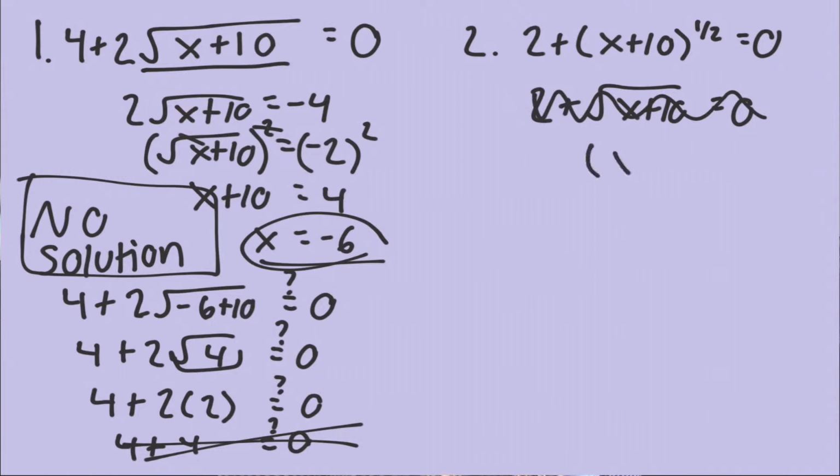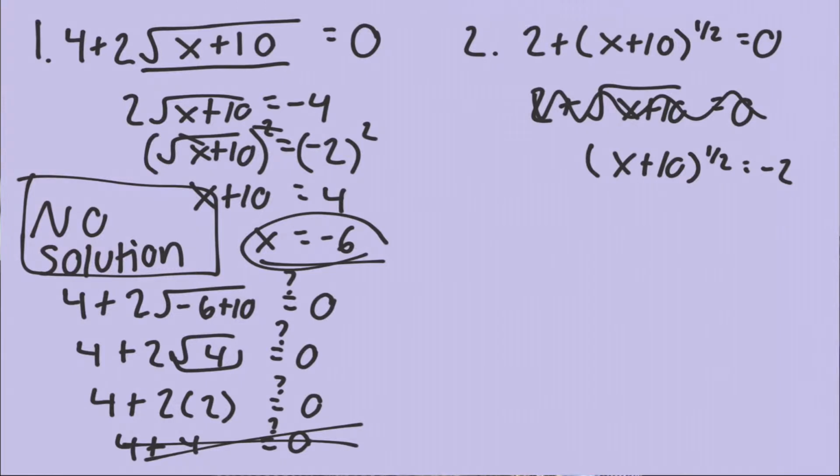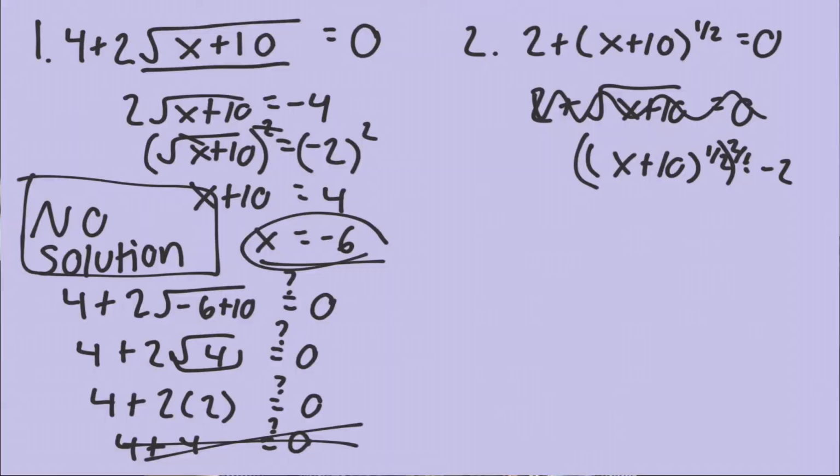So subtract 2. And then we want to take both sides to some power, where whatever power we take to the left side, it's going to get rid of the 1/2. And if you flip the 1/2, that's 2 over 1, the reciprocal. When you multiply those, you get a power of 1. So if you're trying to get rid of a fraction exponent, take both sides to the reciprocal of that fraction, and it'll cancel. So then we have x plus 10 equals 4, and then solve for x and see if that works for x.